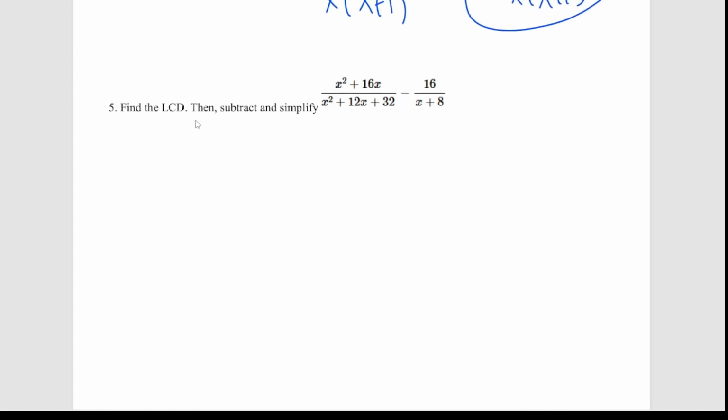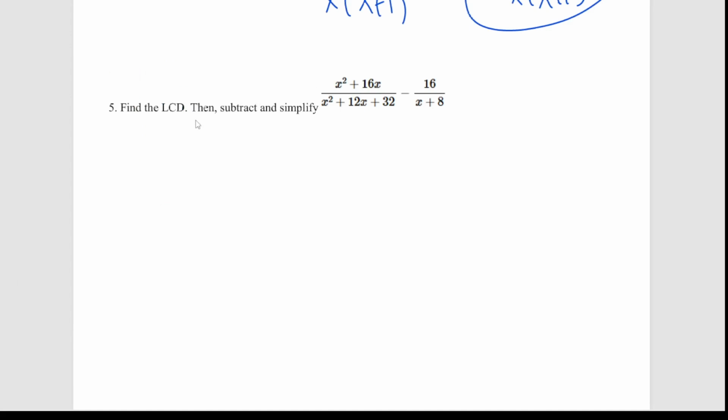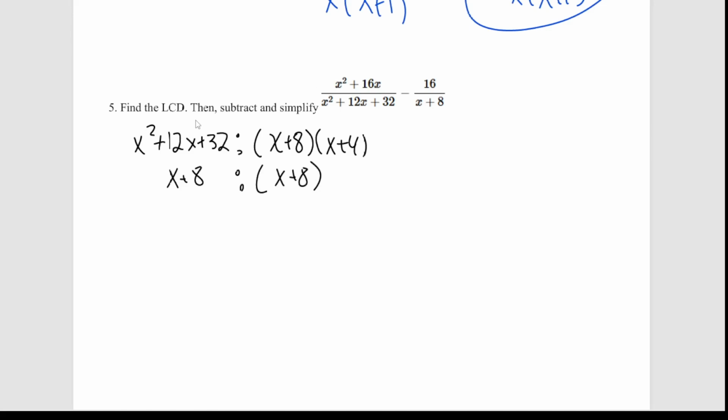This next one looks like something I want to actually more formally find the least common denominator for. So I'm going to go ahead and find the factors of x squared plus 12x plus 32. So for that, I'm trying to multiply to 32 and add to 12. In particular, that should be 8 and 4, so that'll become x plus 8 times x plus 4. And x plus 8 is already totally factored into x plus 8. So its least common denominator is going to be, they have x plus 8 in common, so I'm going to write that once. And then I'm going to drop down the x plus 4. So we're looking for a least common denominator of x plus 8 times x plus 4.